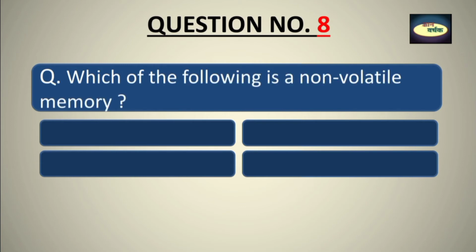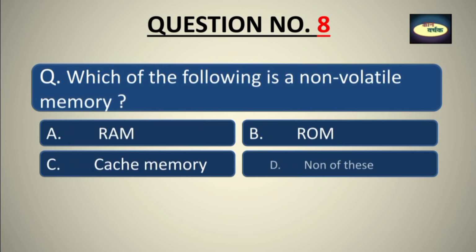Which of the following is a non-volatile memory? A. RAM. B. ROM. C. Cache memory. D. None of these. The answer is option B, ROM.